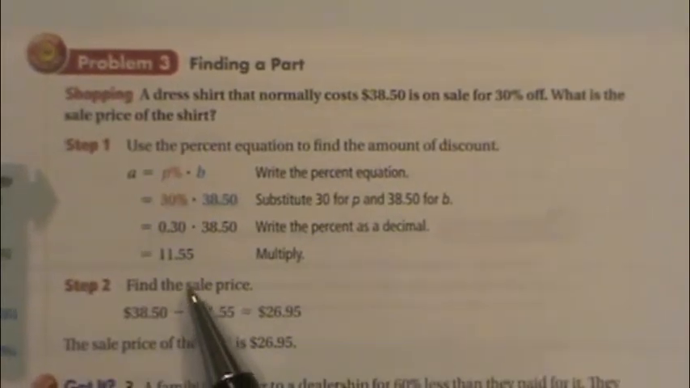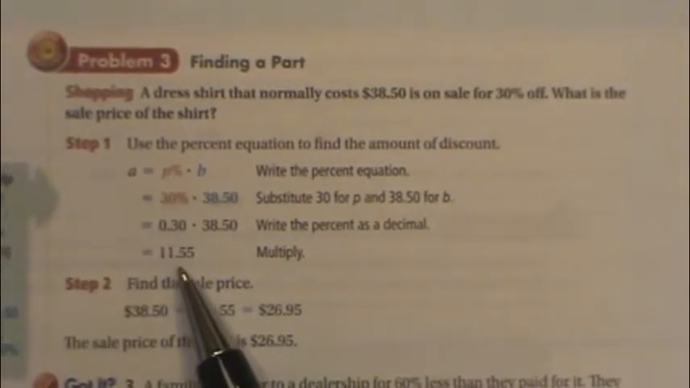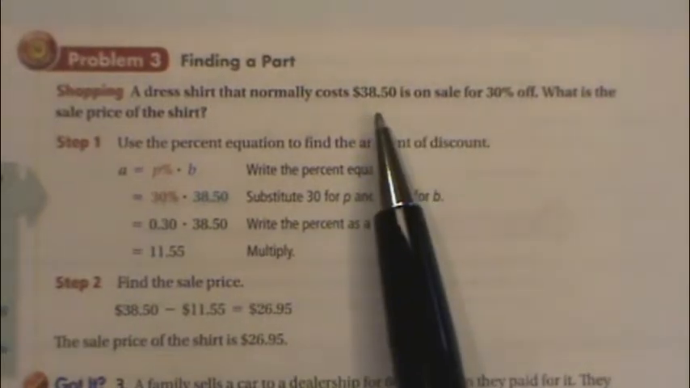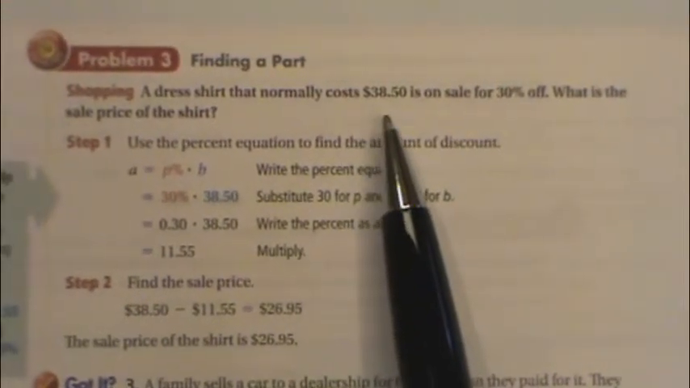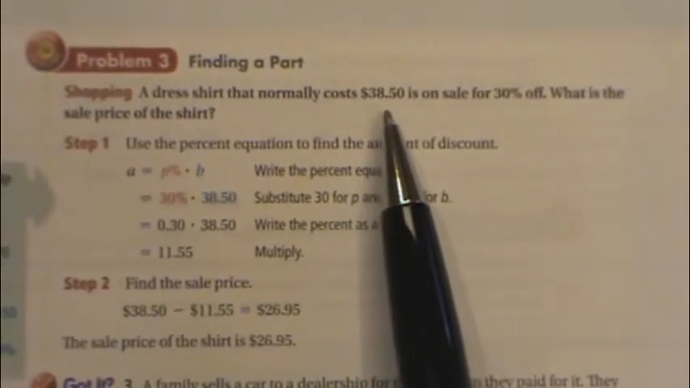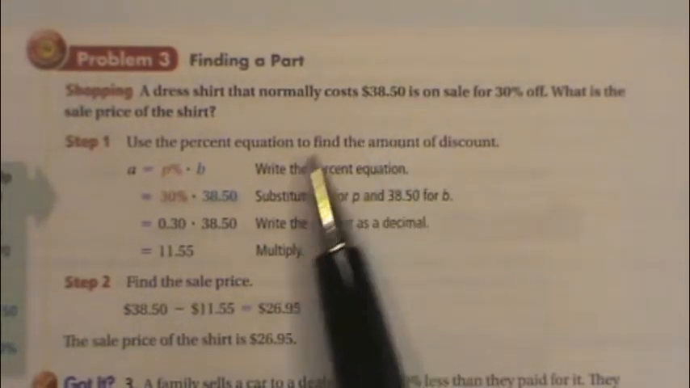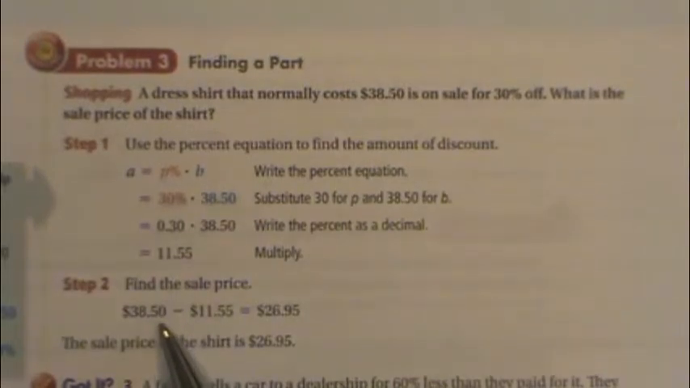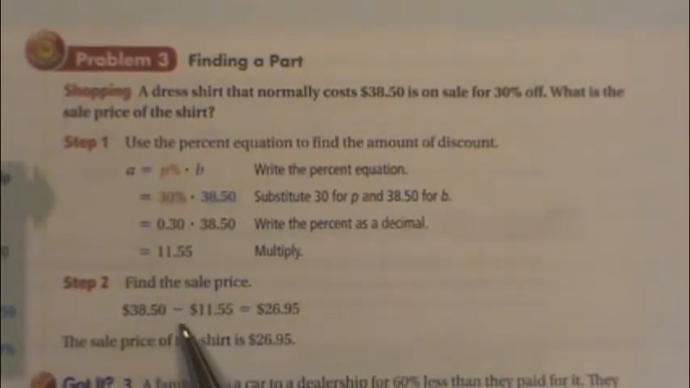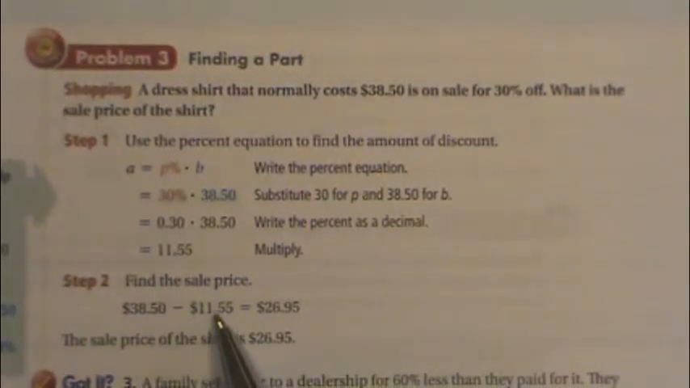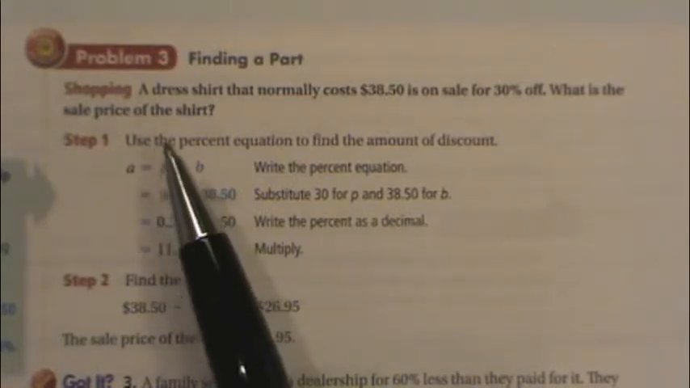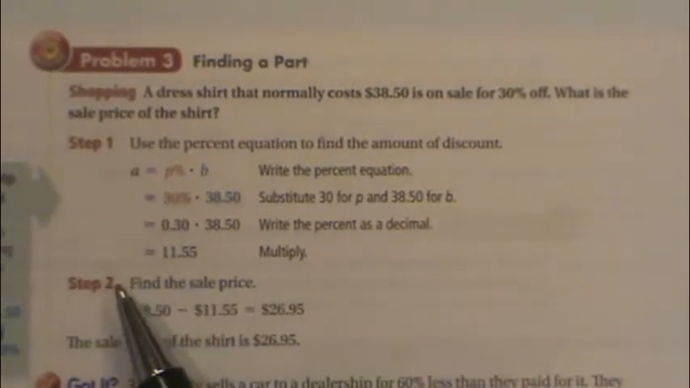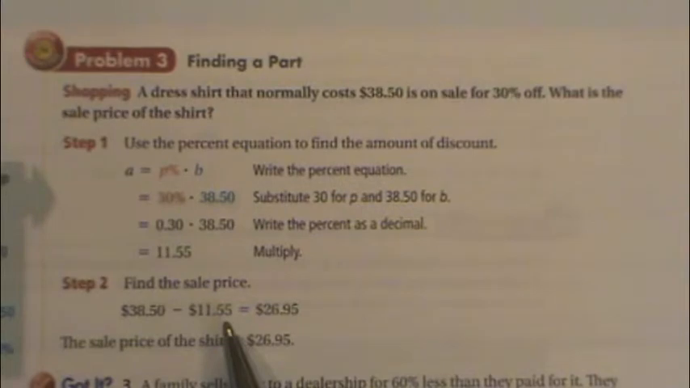But we're not done yet, because now we know what 30% of 38.50 is, but we don't know what the sale price of the shirt is. We have to take $11.55 away from the original price. So $38.50 minus $11.55 gives us $26.95. That's the sale price of the shirt. Step 1 is not enough. You got to go on and do step 2.